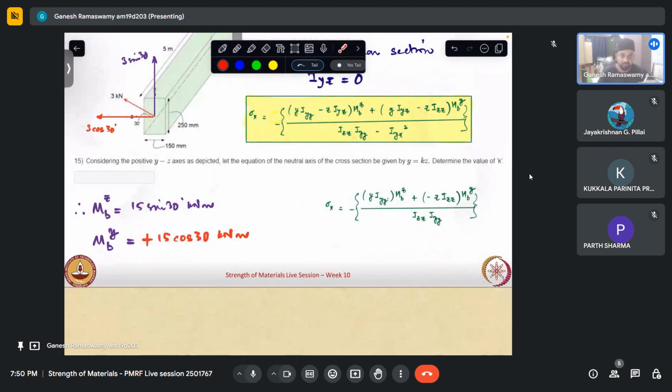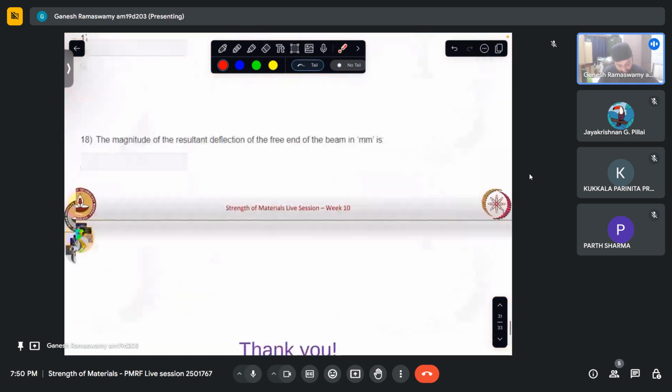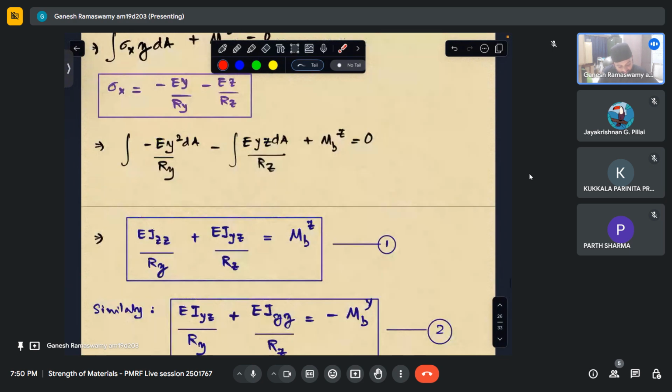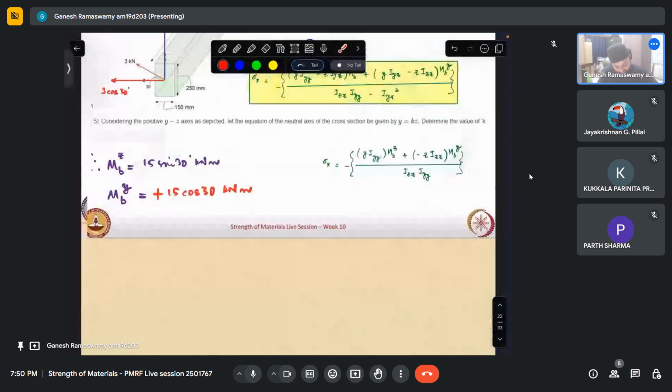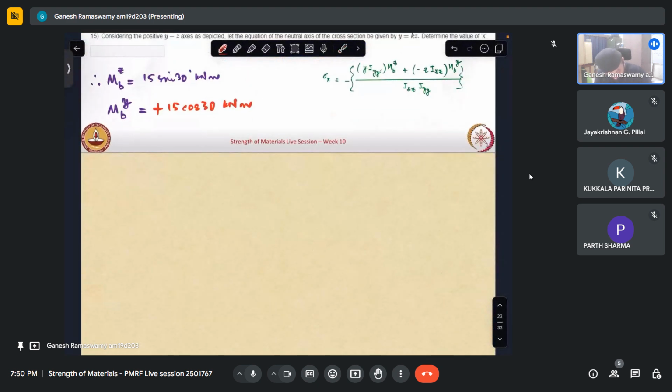But I'll just discuss how to solve the other questions in the same problem. The magnitude of the maximum bending compressive stress experienced by the beam is what? Now, in this question, let us apply our same logic that we did earlier, that we are looking at the cross section from the side here.